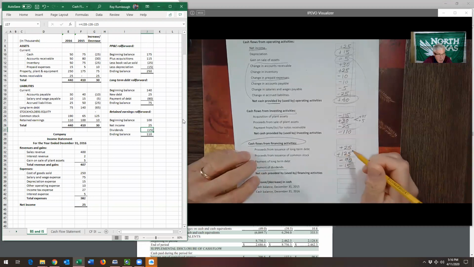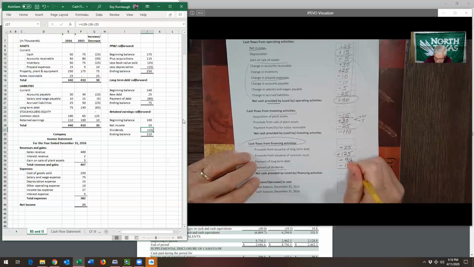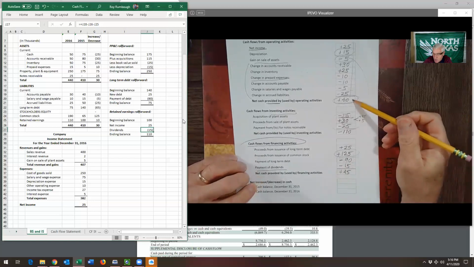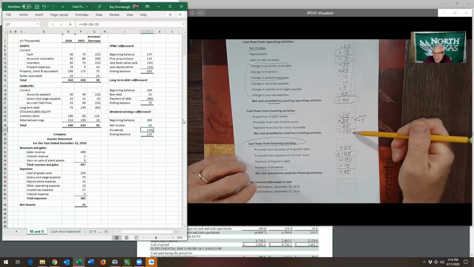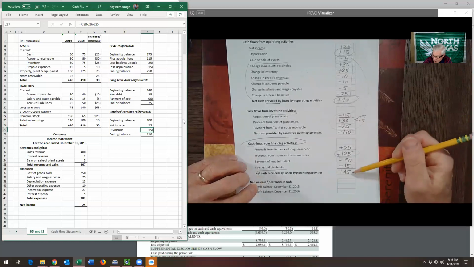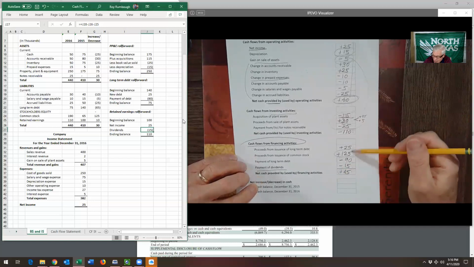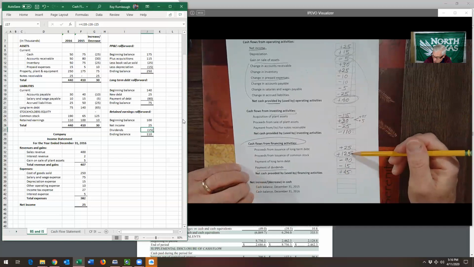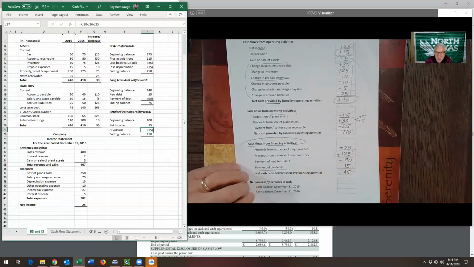We add all this down: plus 25, plus 125, minus 90, minus 15. We've got a plus 45. So we generated $40,000 in cash flow from operations. We invested $110,000 in the future of the company, hopefully. There's a lot of stuff going on here in this financing section. We paid off some old debt, but we issued new stock, but plus 45.